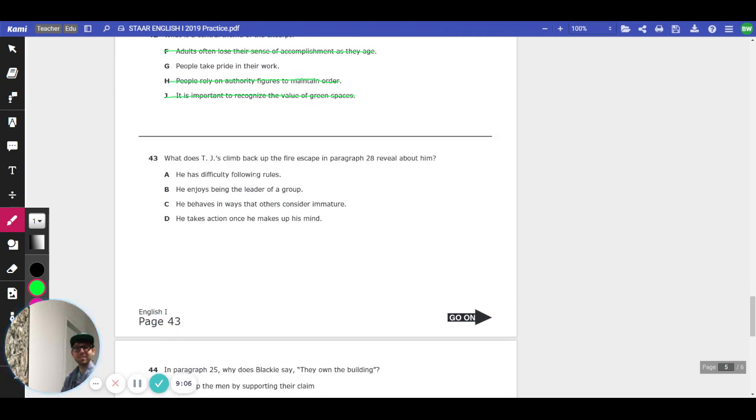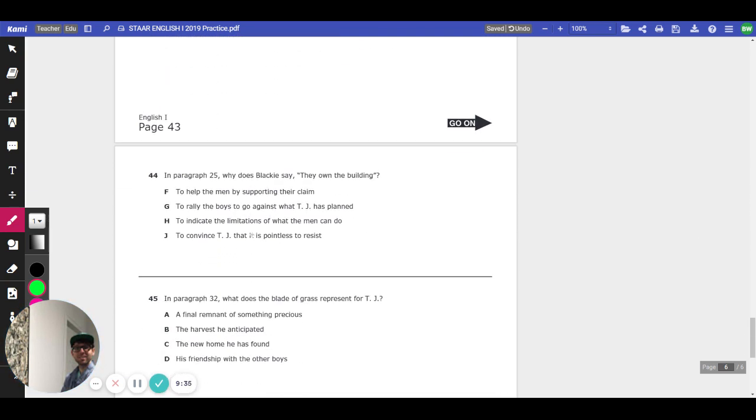He has difficulty following rules. Well, that is not really shown in his climb, right? His climb doesn't show that he has difficulty following rules. He enjoys being the leader of a group. We don't really see joy. He behaves in ways that others consider immature. Now, these boys seem to kind of look up to him even. So he takes action once he makes up his mind. Yep, that makes sense. He says, come on, as he's thought of something, and then he races up.